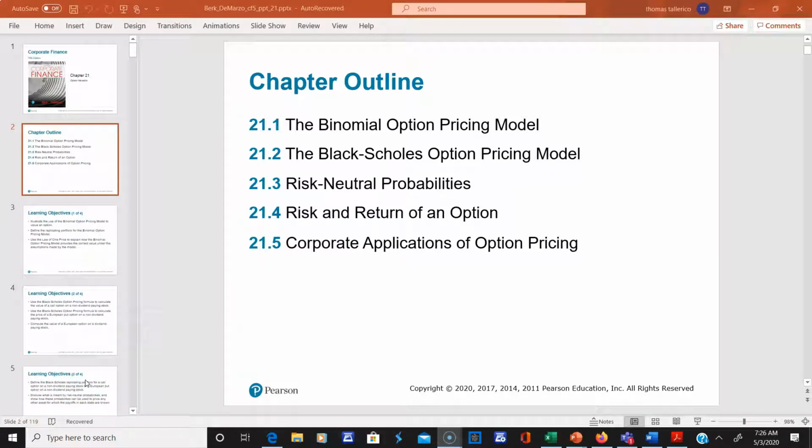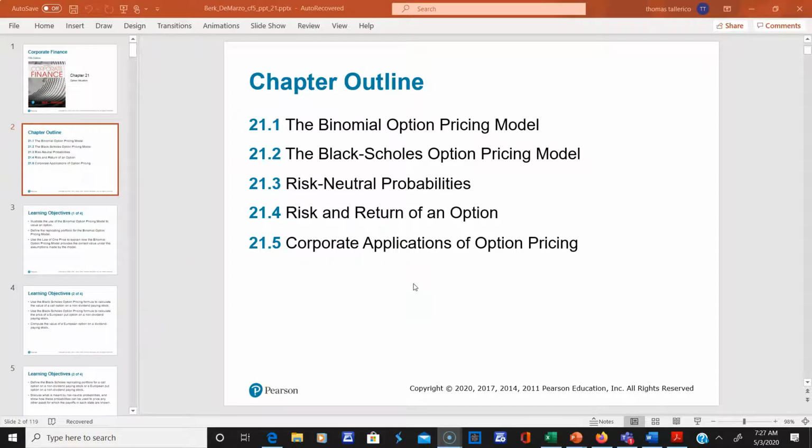I'm going to make some video for chapter 21 on the Black-Scholes model. I had intended to do a lot more, but it's a little difficult with the online setup we're doing here. So I'm going to go over some slides on chapter 21. You won't be responsible for a lot of the math in here, but I just want you to understand the terminology and the concepts that go on with options, all right?